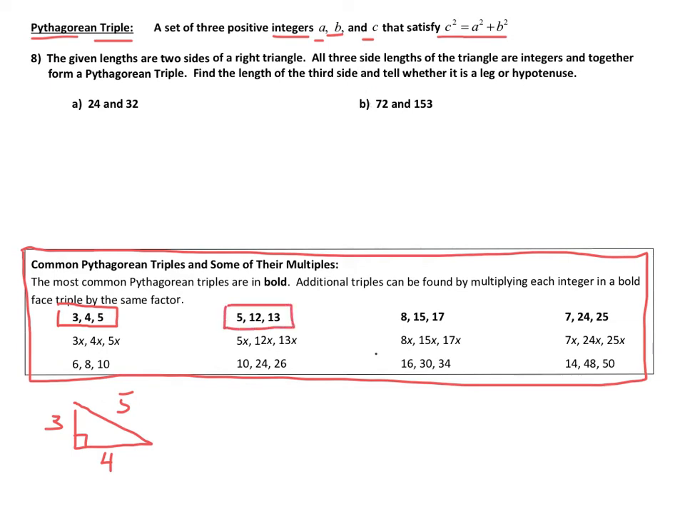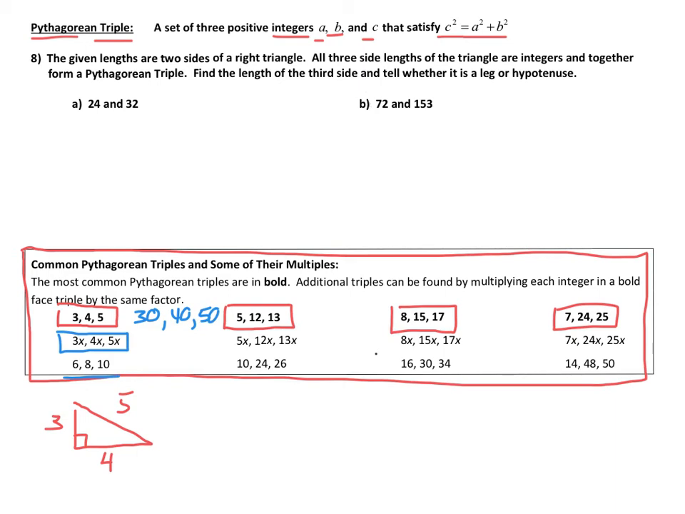5, 12, 13, the next one. 8, 15, 17, next one. 7, 24, 25. Now they go on to state that any multiple of those values is also going to be a Pythagorean triple. So like 6, 8, 10. Or you could go with 30, 40, 50.